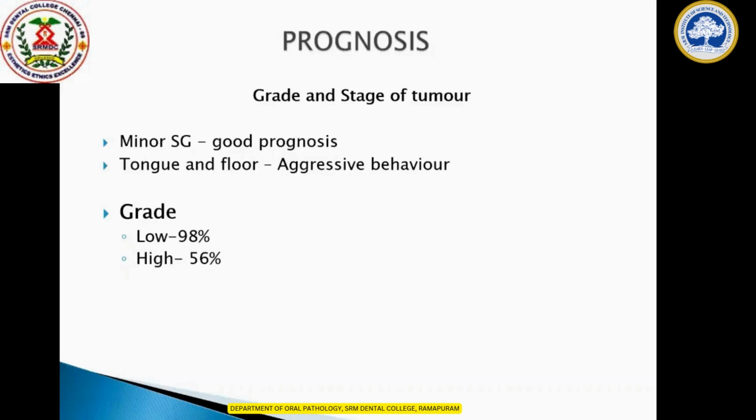If it's a minor salivary gland tumor, the prognosis is usually good because it's a small area of involvement. If it's the tongue and the floor of the mouth, it is going to be a very aggressive tumor. The prognosis is going to be bad. So it depends upon the grading. If it's a low grade, 98% have a good prognosis. If it's a high grade, only 56% is going to be seen.